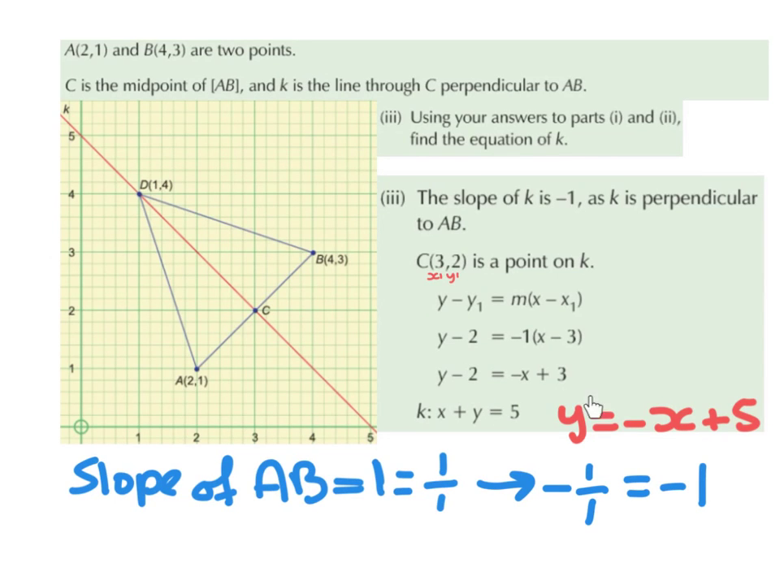So these two equations mean the same thing. Now, alternatively, instead of using the point C, we could have used the point D, because the point D is also on the line.